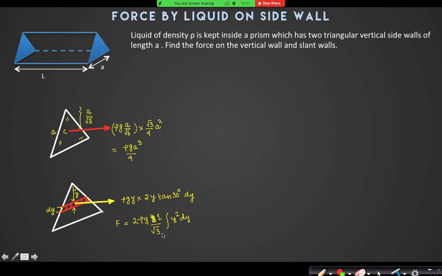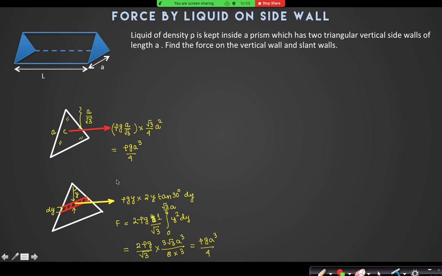From where to where will I vary my limit of y? Can you tell me? 0 to root 3 A by 2. Yes. If you do it, check whether you are getting the same result or not. Y cube means 3 root 3 A cube by 8, by 3. So root 3 gets cancelled, 3 gets cancelled, 2 and 4. Yes, you are getting the same result.